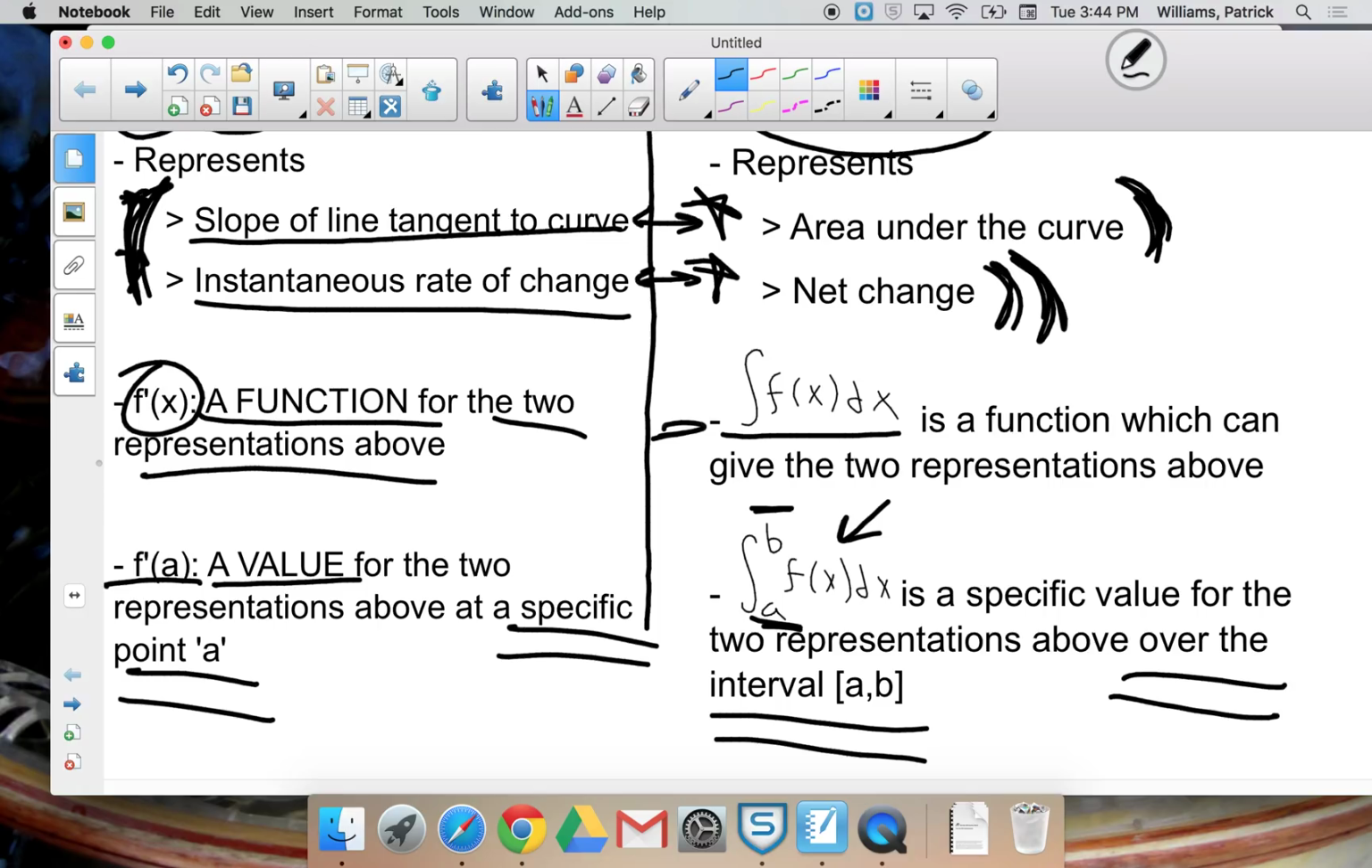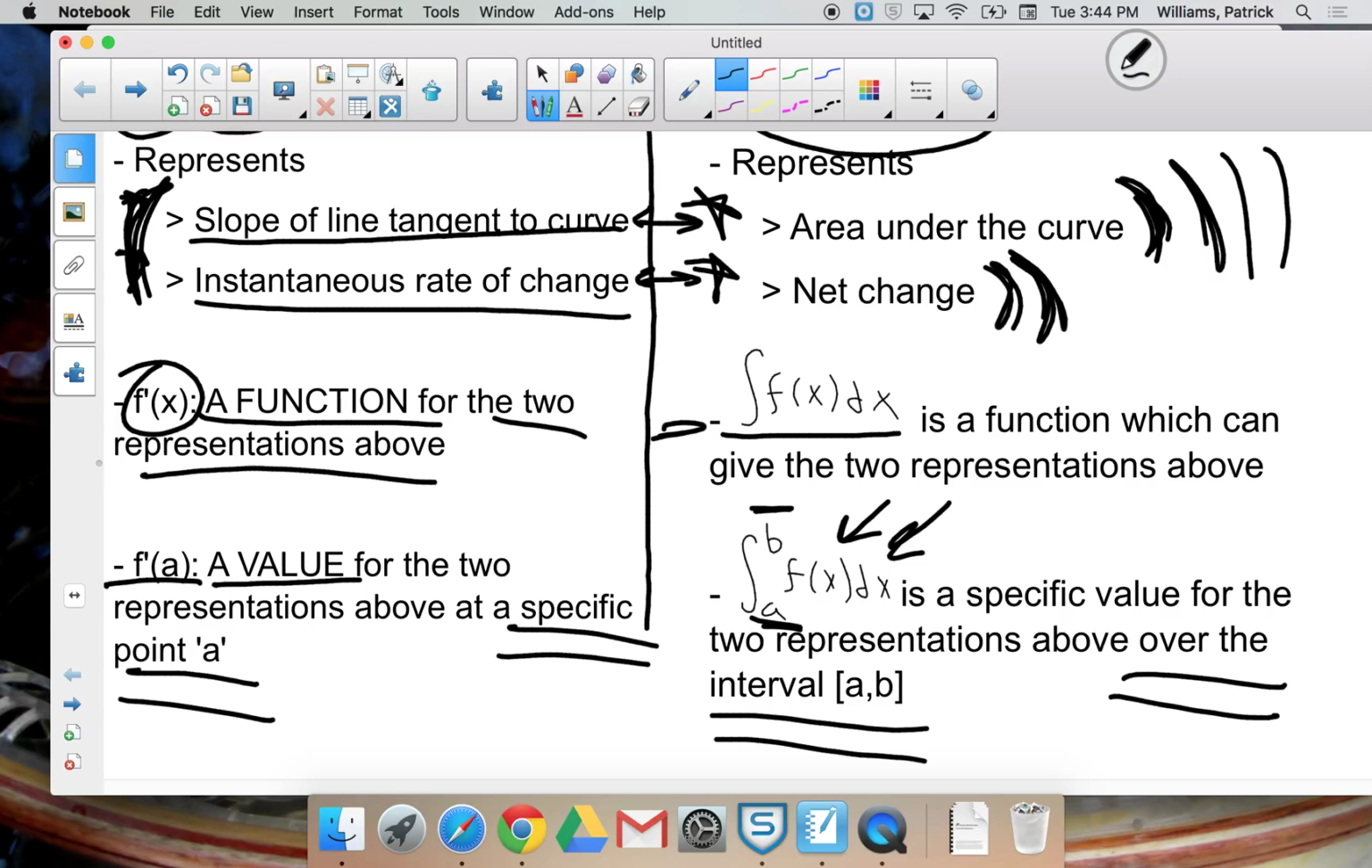What's important that you understand right now is that if you see this symbology in the future, you just understand, oh, that means area under the curve, or it means something for net change. We'll get into the net change in another unit, but in this unit, we're really going to be focusing on this first definition of an integral as an area under a curve.